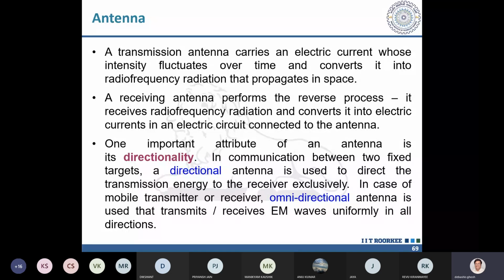So the direction of that base station will keep on changing when you are moving. In that type of systems, you cannot have a directional antenna. So we will be having a non-directional antenna, which is generally omnidirectional. We call it omnidirectional, in all directions. So it can radiate EM wave or receive EM wave uniformly from all directions. These are the different types of antennas you have.